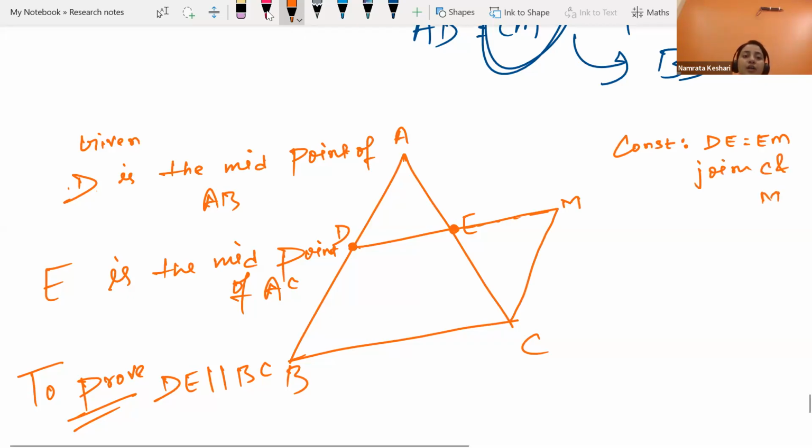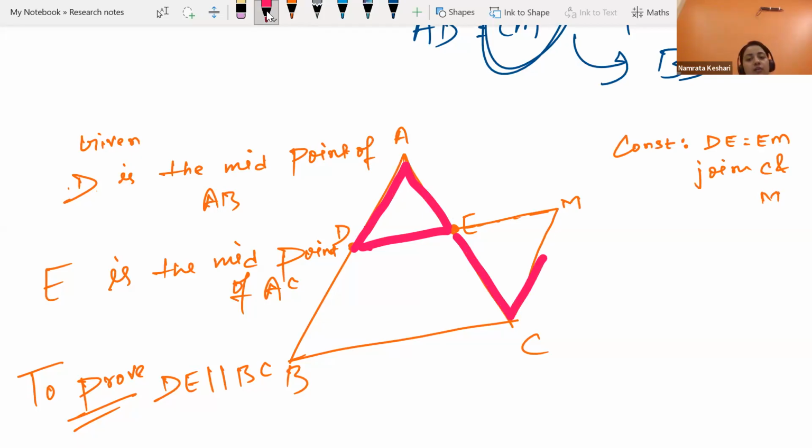Okay, after that we are trying to prove this triangle and this triangle congruent. Once we prove these two triangles congruent, then we are focusing on proving this one as a parallelogram.